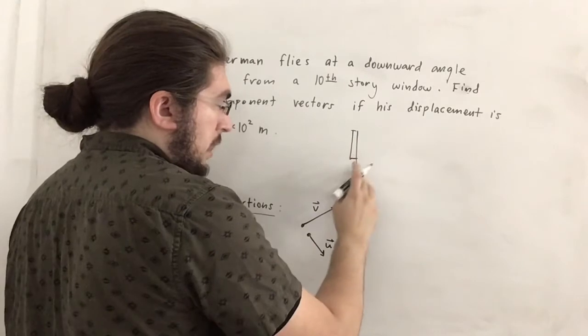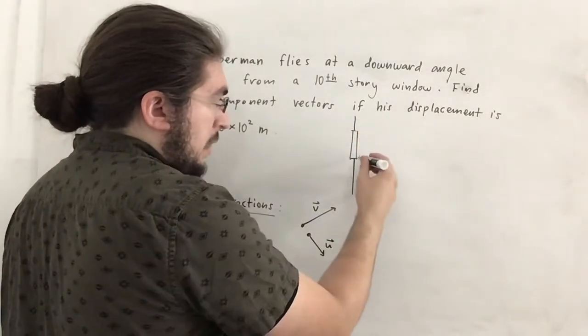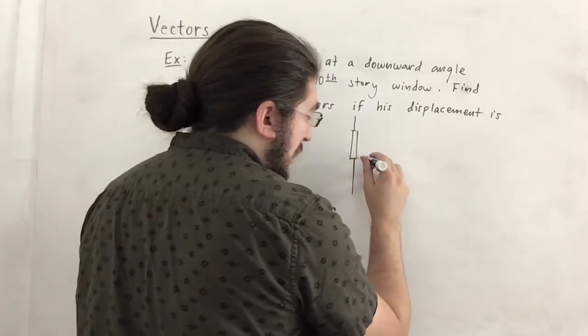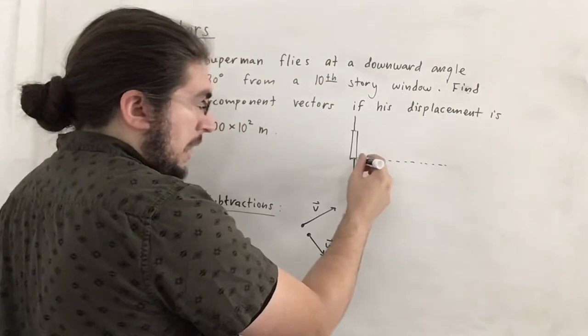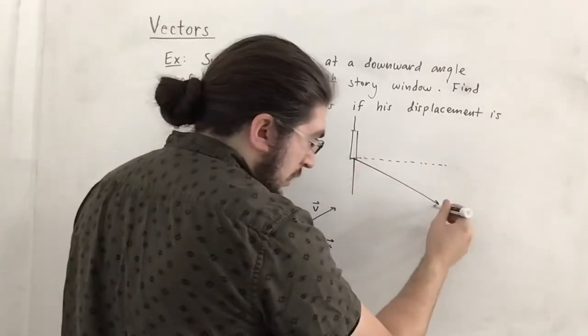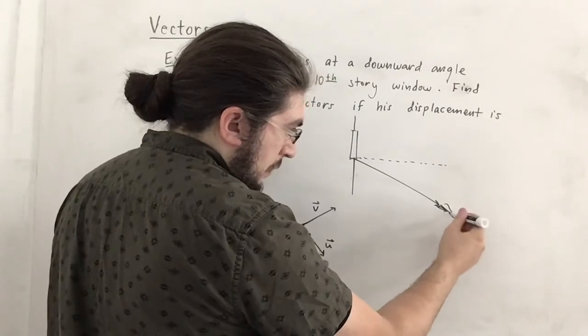So let's just say that this is the window that he's flying from. Let's say the window is actually here, so we have a little bit of distance, something like that. And let's just say this is our horizontal. That's good enough. And he's flying downward like this. So he's somewhere over here. I'm not going to draw the picture super accurately, but yeah, something like that.